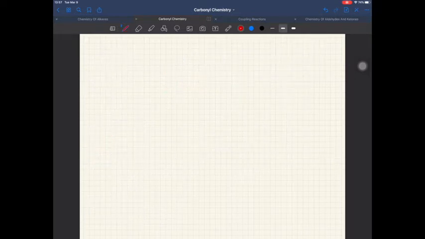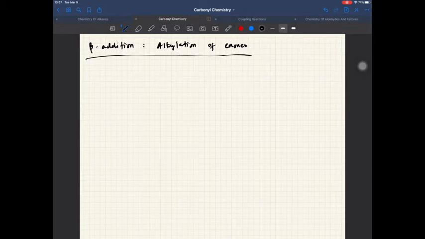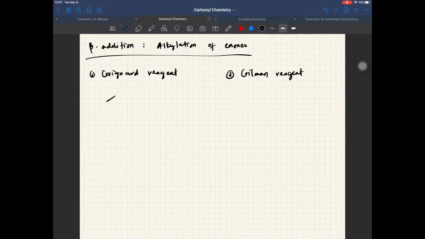One more example of beta addition is the alkylation of enones. The alkylation of enones is done through two ways. One is through the use of Grignard reagent, or what we call the Grignard reaction, and the other way is by using Gilman reagent. First one is the use of Grignard reagent.